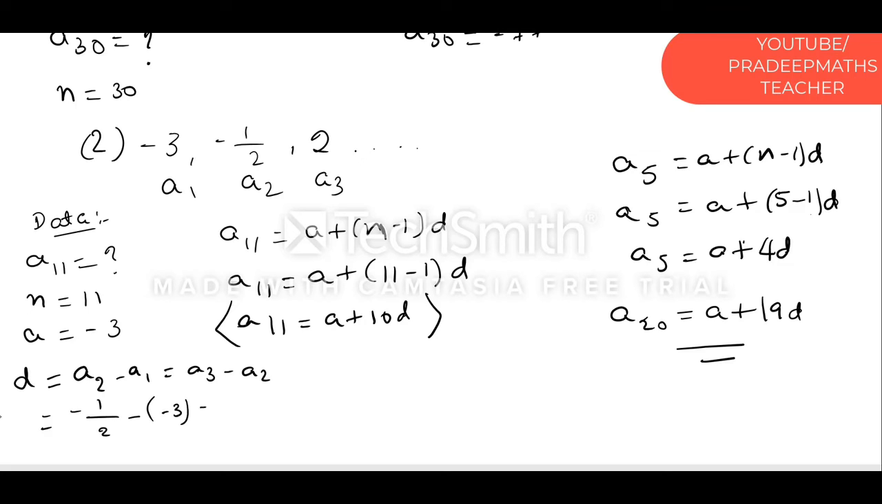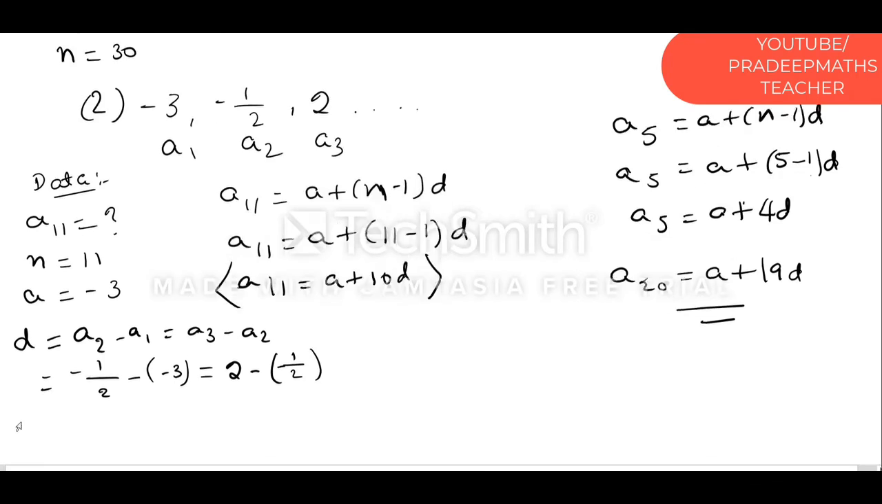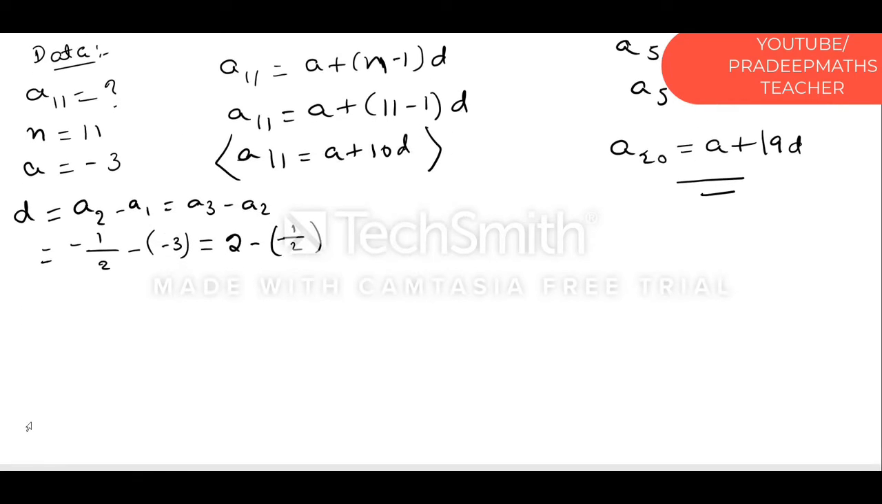I'll write in a bracket. a3, the third term, will be 2, minus a2, which is minus half. I'll write that in a bracket too. Okay, now first simplify, first multiply the signs. Half, minus into minus will be plus 3, equals 2, minus into minus will become plus half, correct? Now nothing is there means 1 is there, here also in the denominator 1 will be there.